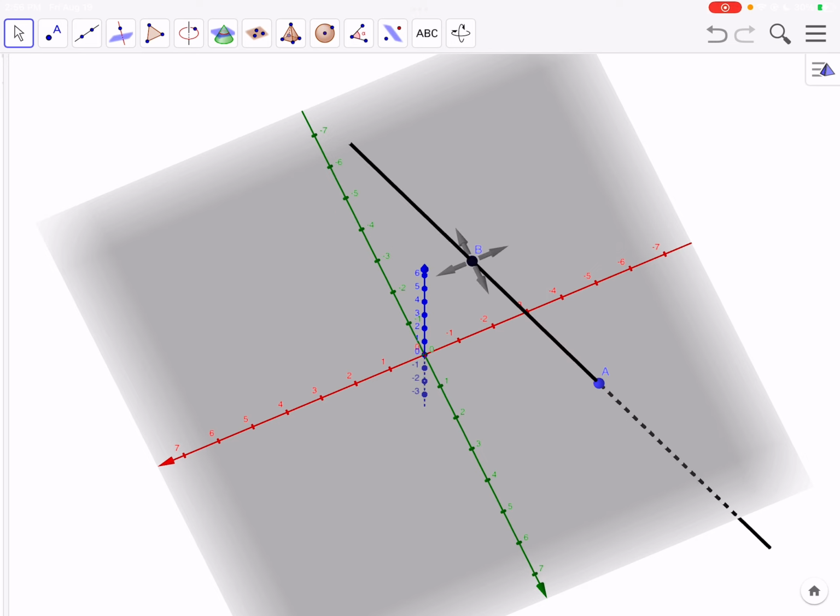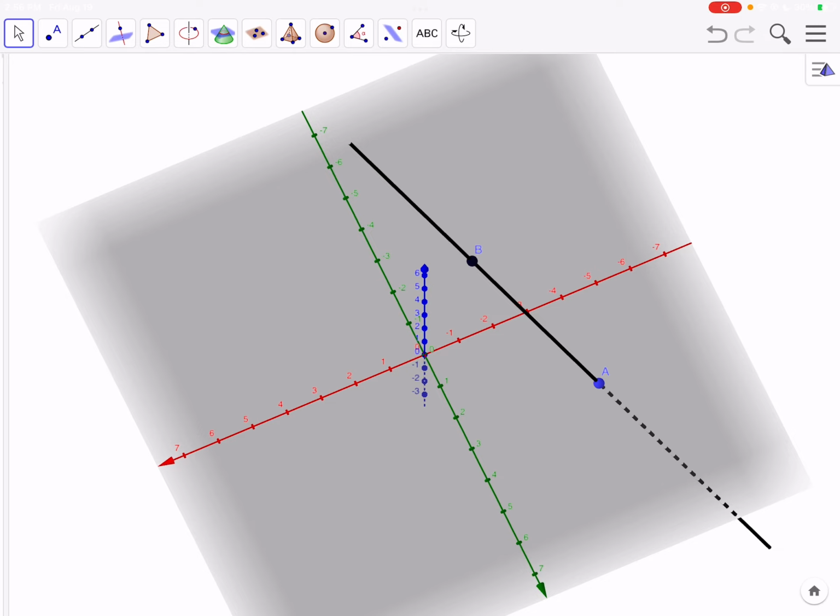So if I just said, hey guys, line A, do you see it? You would have to say no. There is no line A. There are infinite lines that go through A. So how do you name a line? You don't call it line A. You would have to say, in this case, line AB.